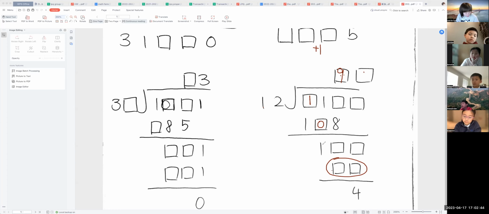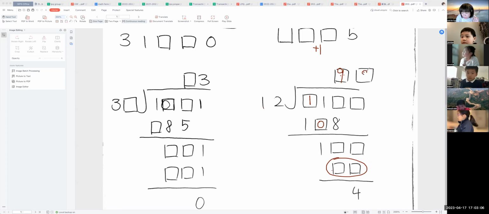Okay, so it's 100 something minus this two-digit number equals 4. Can you tell me, is it possible this number will be as big as 9? No, because if it is 9, this number will be a 3-digit number. Very good. So can you give me a number guess?